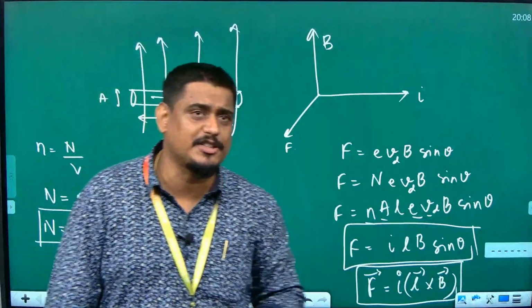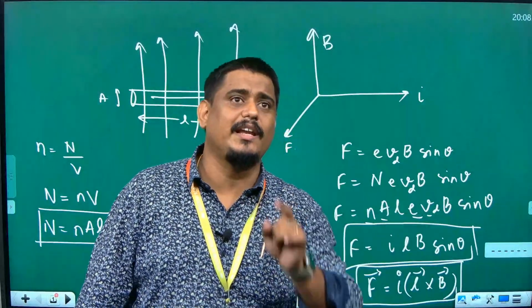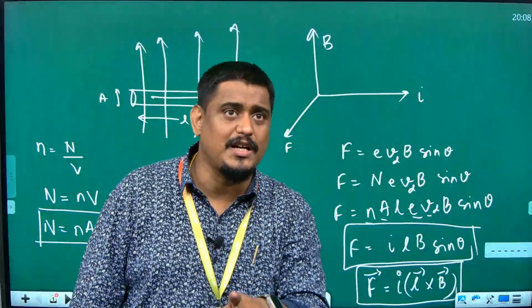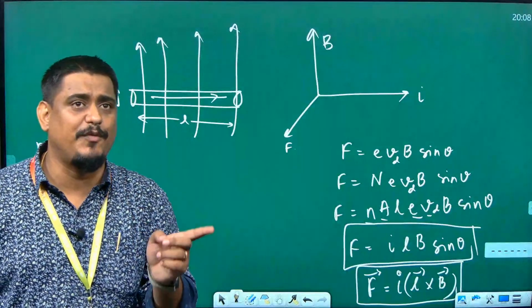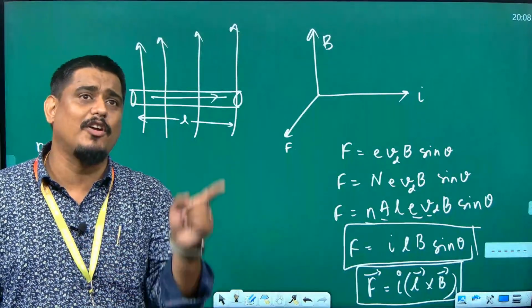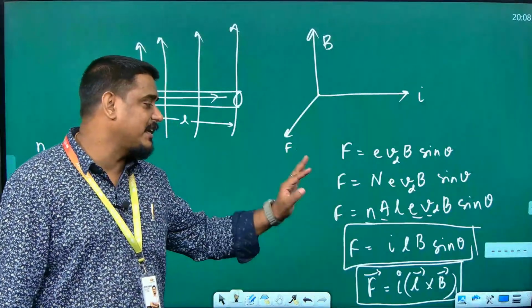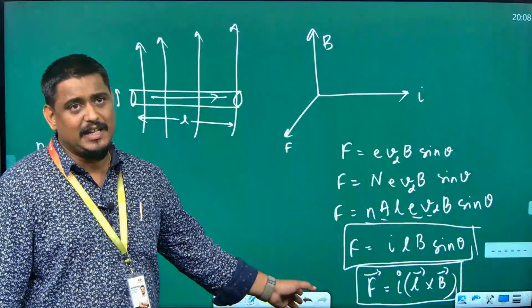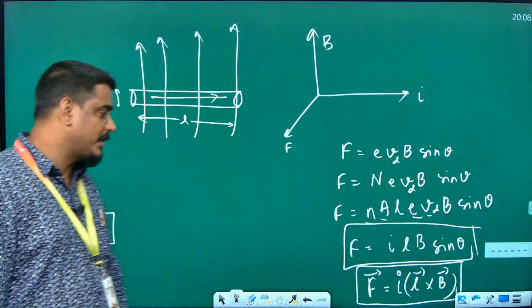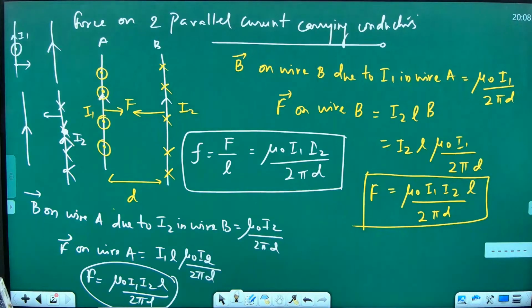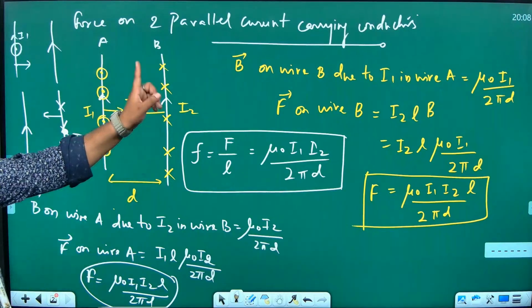Are you getting my point, Krishna? Whether the electric field is supporting the movement of charge or opposing it. If it is supporting the movement of charge, velocity will increase. If velocity is increasing, current will increase, force will increase. And vice versa. Got my point, Krishna? Okay. So I hope this is clear to you.